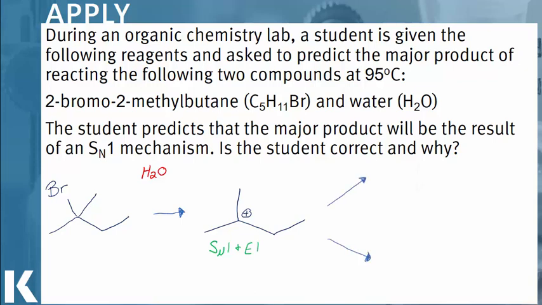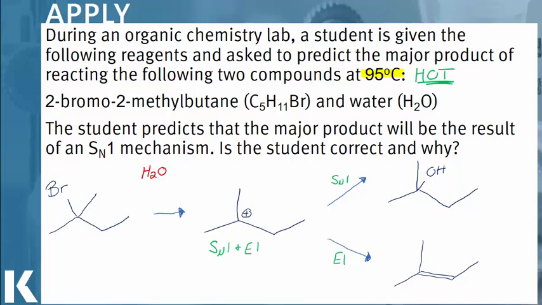Now, if we were to undergo an SN1 pathway, we would get what the student predicted as our product. And if we were to undergo E1, we would get the formation of a double bond. Now, the big indicator here that will help us to make our determination is that we're doing this specific reaction at 95 degrees Celsius. This is really close to the boiling point of water, so our reaction conditions here are very hot. And remember that E1 reactions are favored by heat.